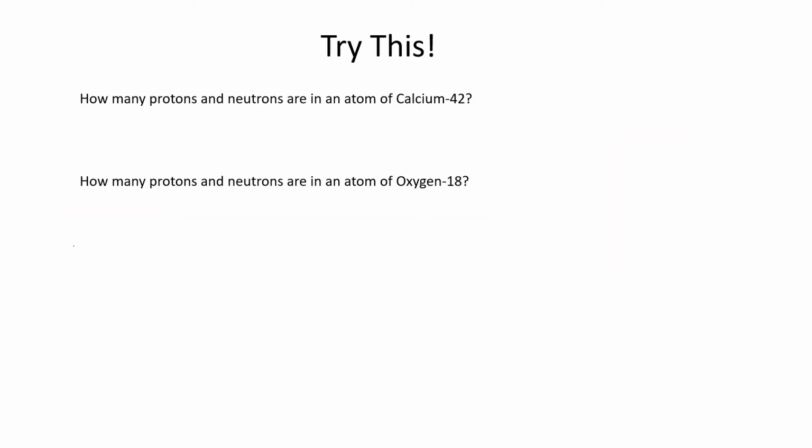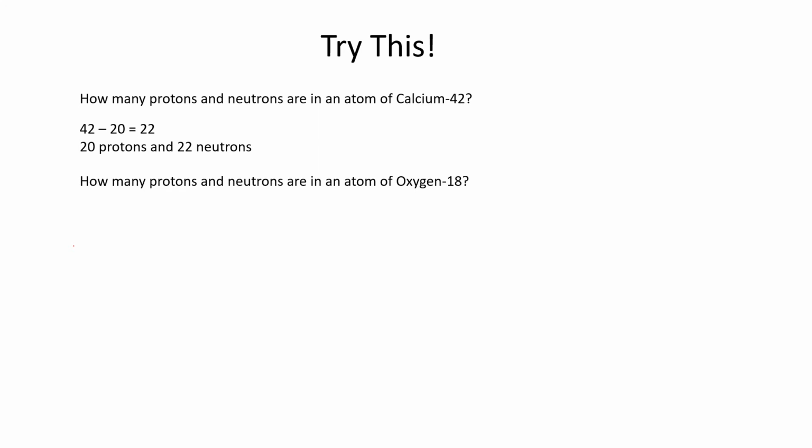So let's try some problems on isotopes. Pause the video and see if you can do these questions. How many protons and neutrons are in an atom of calcium-42? Well, we know calcium has an atomic mass of 42, and it has an atomic number of 20. So if we subtract 20 from 42, we would get 22 neutrons. So calcium would have 20 protons and 22 neutrons.